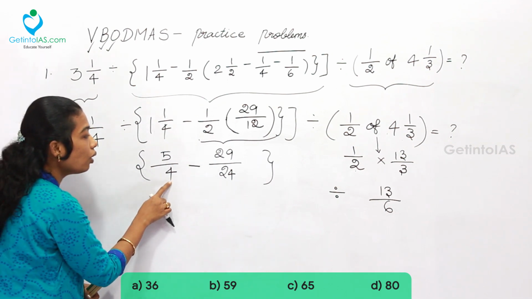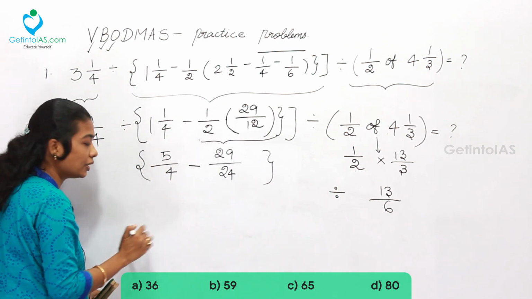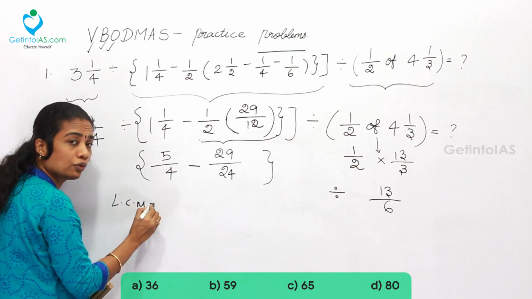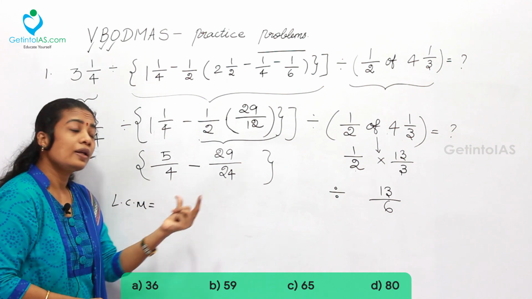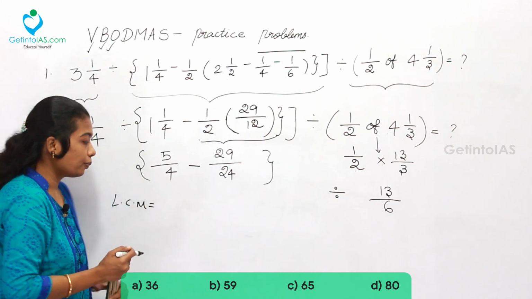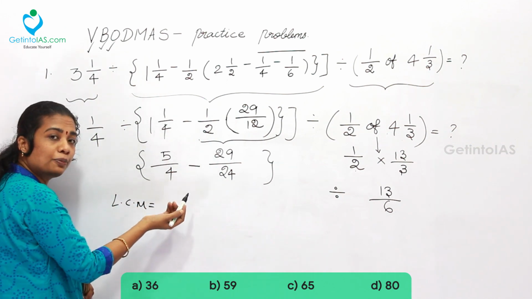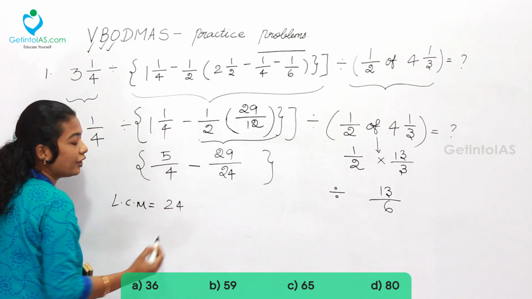So here 4 and 24, two denominators. LCM of 4 and 24 is what? Directly 24 you can say. Why? Because 4 is directly divisible in 24. So 24 is a multiple of 4. So LCM will become 24.